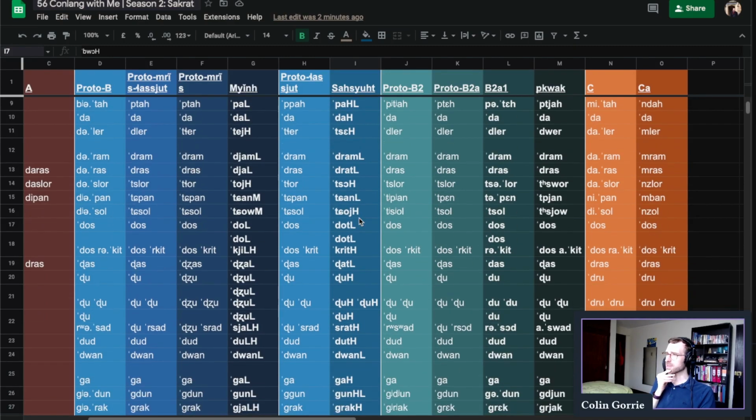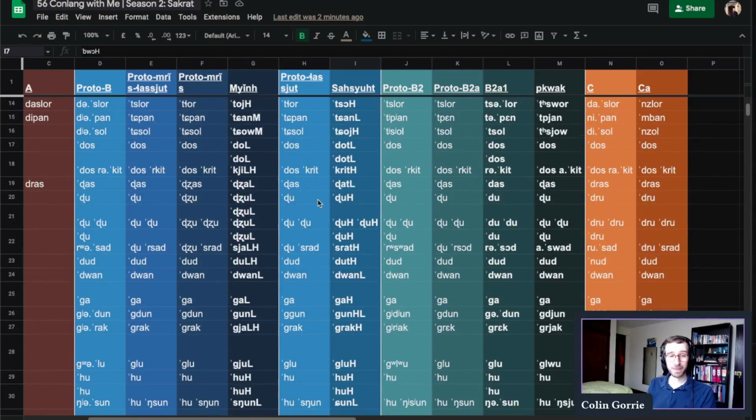What else is interesting about Sasyut? Sasyut allows more diverse syllable structures as well than does Mi. And we haven't written any poetry in Sasyut yet.